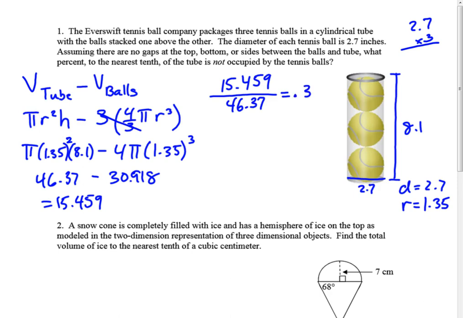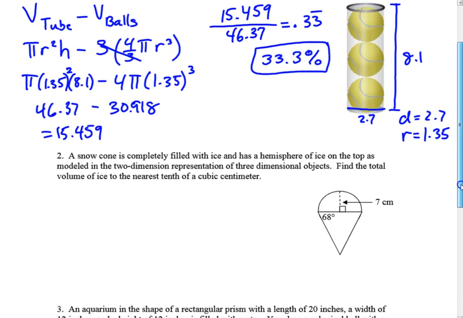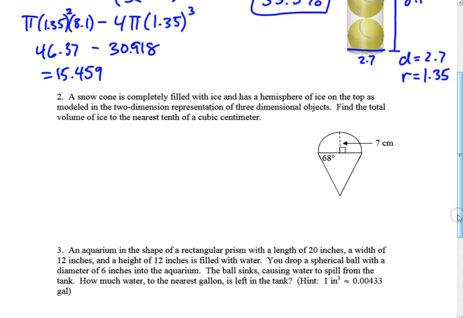Okay, so 0.33 repeating. If we convert that to a percent to the nearest tenth, that would be 33.3% of the tube is not occupied. The sphere part of it is pretty straightforward, but we have to mix it together with a couple different things.